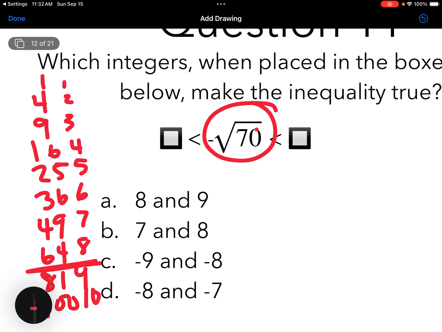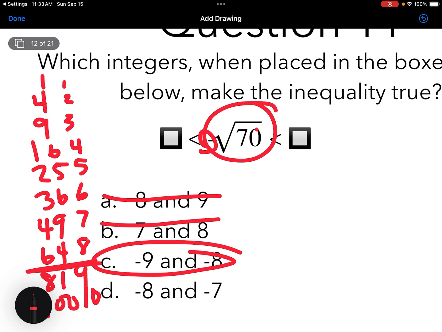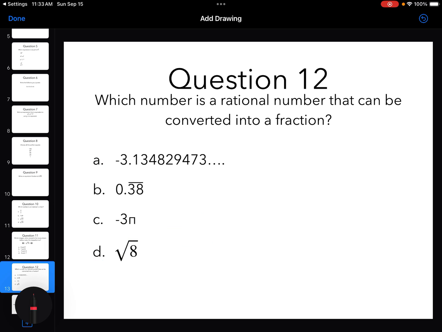So it's going to have to be two negative numbers, right? So I know it can't be A or B. And it's going to have to be 8 and 9, because those are the two perfect squares it fits between.